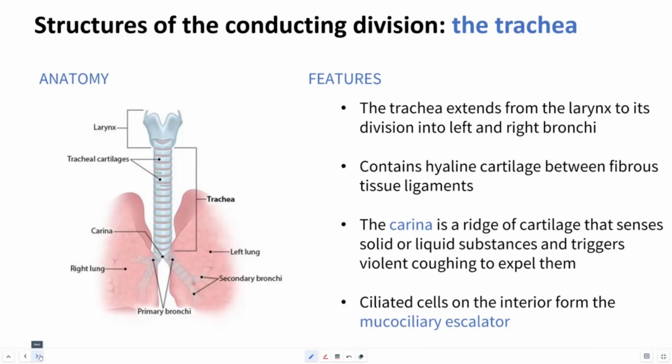The trachea, or the windpipe, is a tube that connects the larynx to the main bronchi that extends through the neck into the mediastinum. This trachea is a flexible tubular organ that averages about 5.1 inches in length and 1 inch in diameter. It contains mostly hyaline cartilages between the fibrous tissue ligaments. The carina is a ridge of cartilage that senses solid or liquid substances and triggers a violent coughing expulsion. There's about 15 to 20 C-shaped rings of hyaline cartilages called tracheal cartilage in this region right here.